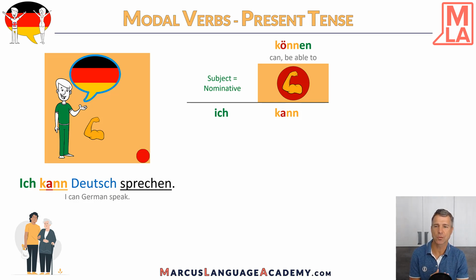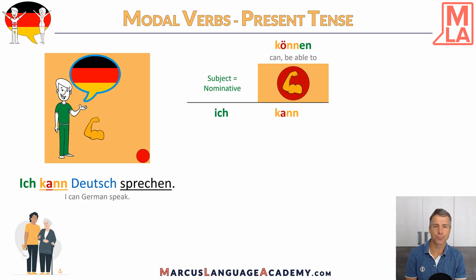I can speak German. You see the yellow background color, and the strong arm because I can do it, and the subject is green because it's nominative, and Deutsch is blue because it's accusative. The structure is quite interesting: I can German speak. The modal verb stays in second place like always, and the infinitive of the second verb goes all the way to the end. That's the German structure. Therefore literally we say I can German speak. And this applies to all modal verbs.